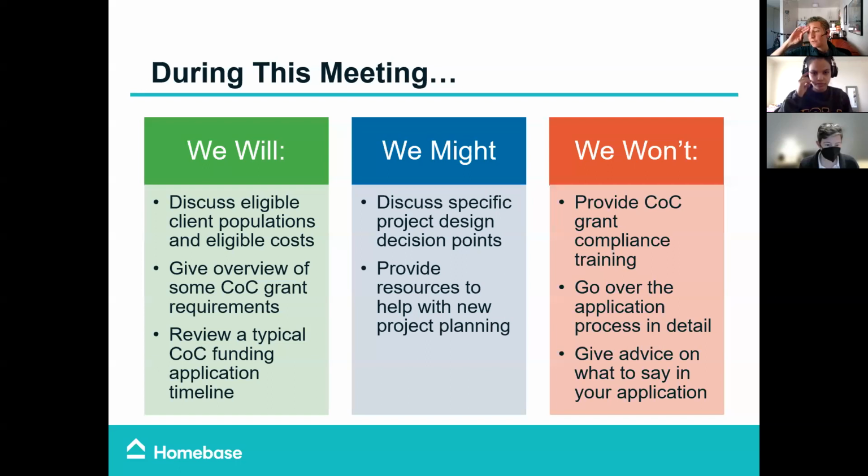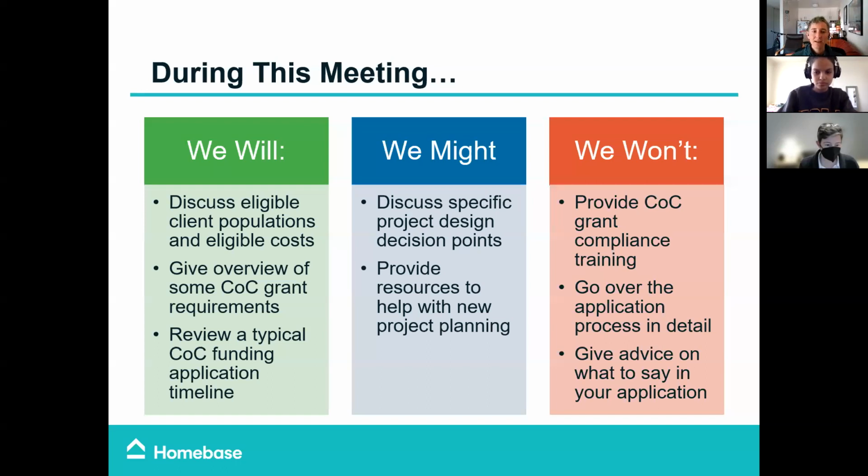We might be able to discuss a few project design decision points, right? If you think you're interested in applying for COC funding at some point, we might get into some stuff that will be relevant for deciding what kind of project and who you want to serve, things like that, but we won't dig deep into that probably. And we might be able to provide some resources to help with new project planning. If you all have questions, we might be able to follow up with some of that.